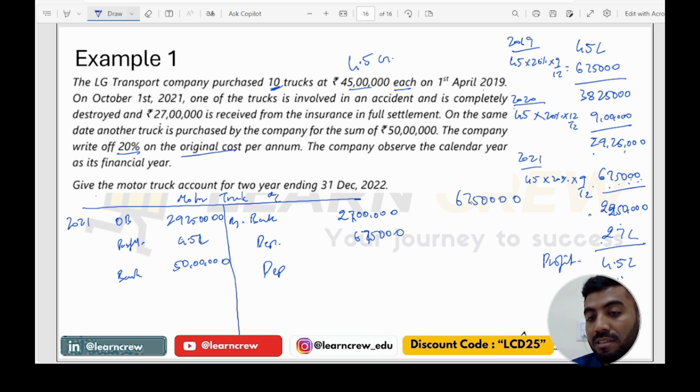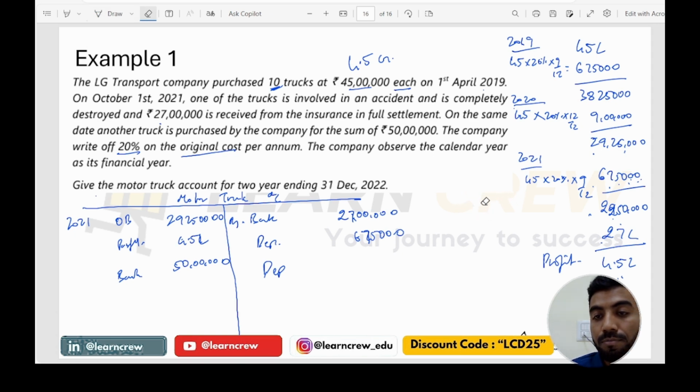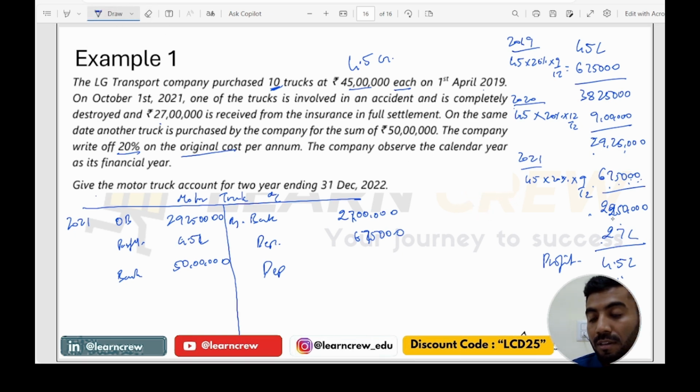That is nothing but 67,50,000. To this you need to add the asset value here, which is 22 lakh. We'll do it this way. This is only for one asset with depreciation. Then we have the asset balance as 22,50,000. Okay. This is for one asset.